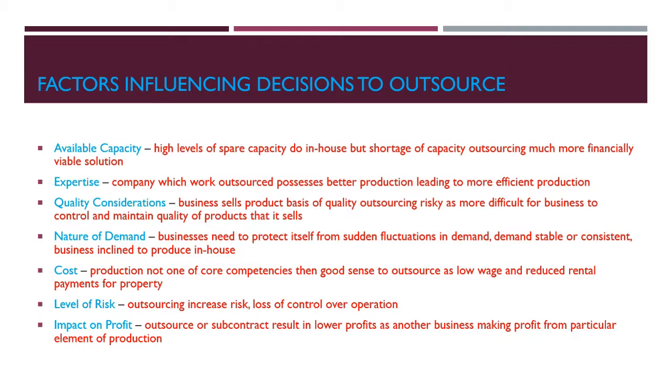Cost is another factor. Whenever production is not one of the core competencies, then it's a good area to outsource, as there'll be a low wage and reduced rental payments for the property. Level of risk is the penultimate one, as outsourcing increases the risk because you have a loss of control over the operation. And finally, the impact on profits. The subcontract will result in lower profits, as another business will be making a profit from this particular element of production, but in general you will make more profit because you have less expense, and generally the one thing you can definitely get is better cash flow.